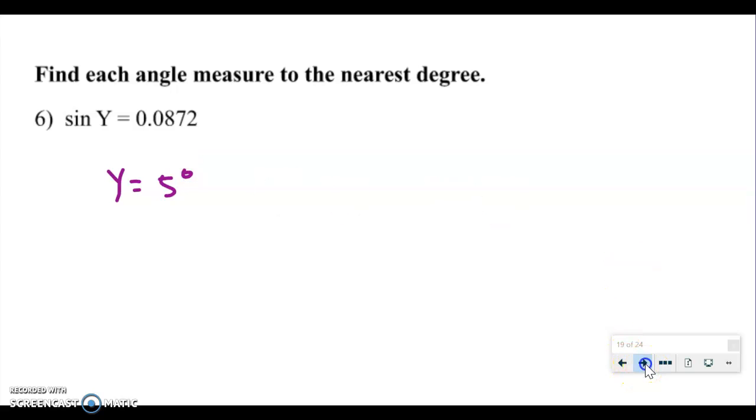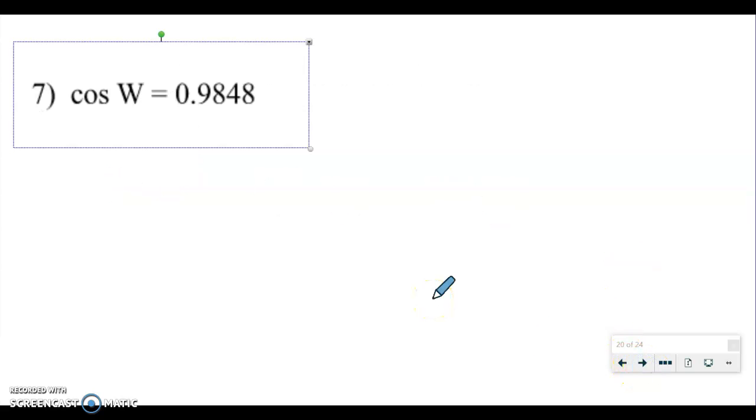Let's look at this next one here. We're looking at the cosine of what gets me 0.9848.